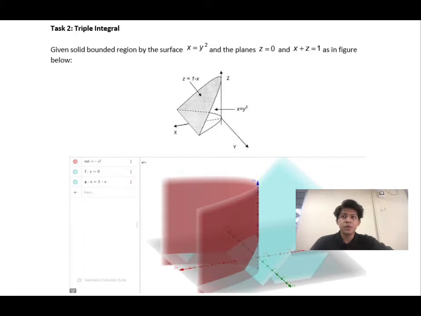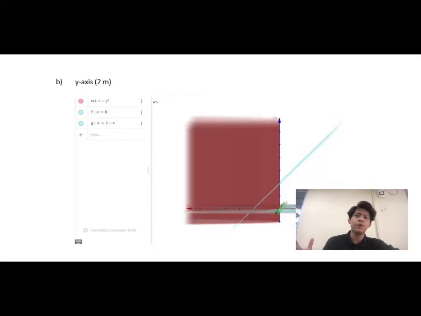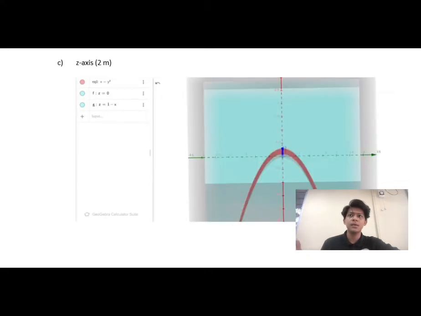Now draw the projection of the diagram using a mathematical application. We use GeoGebra, and this is the result. Then draw the projections: this is the view for the x-axis. We plot the graph here. Then this is the y-axis view, and the last one is the z-axis. This is the view of the z-axis.